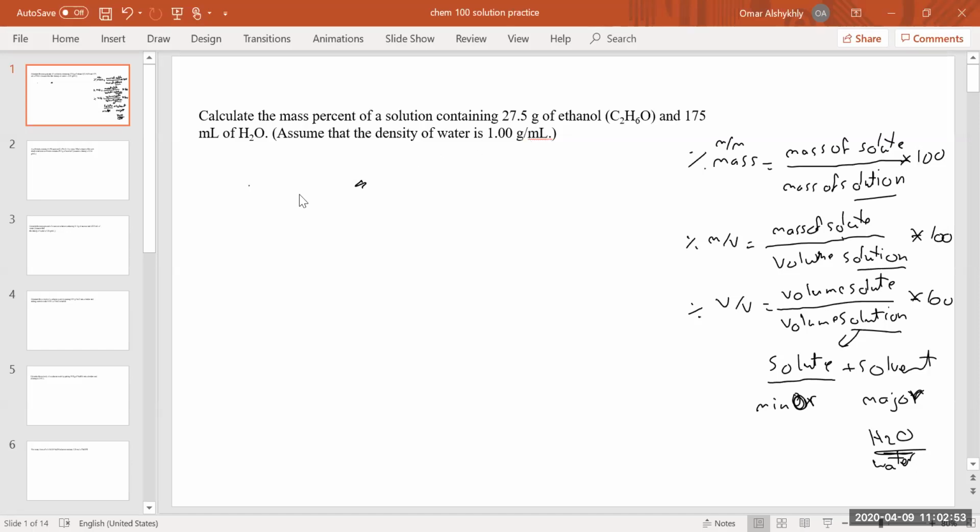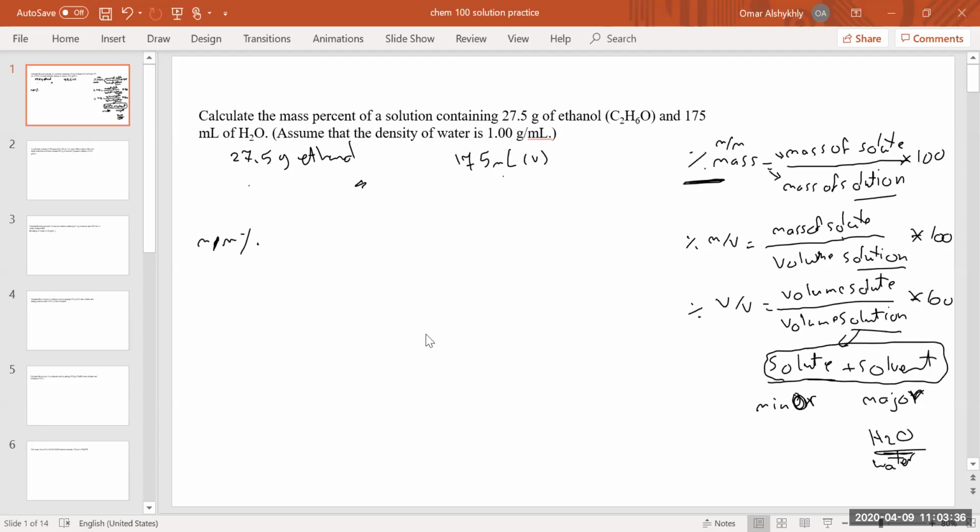Now let's go back to our question. What do we have? We have 27.5 gram ethanol. And for the water, we have 175 milliliter, but this is volume, okay? And they are asking to calculate the mass percent, mass per mass percent. So we need the mass of solute and we need the mass of solution. Mass of solution equals the mass of solute plus solvent.